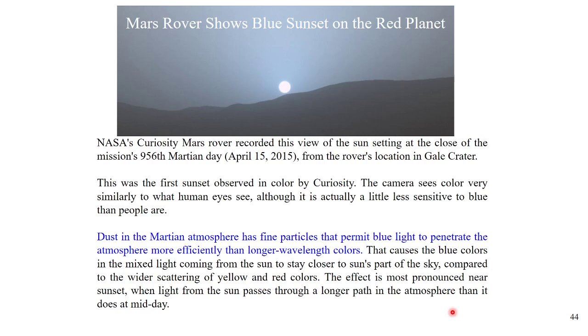When the Mars rover shows that they observe a blue sunset on the red planet. We know Mars is famous for being the red planet. Mars is like fire, so it's a red planet. However, close to the sunset on Earth, it should be red. However, on Mars, it's blue. Interesting. What happened here?